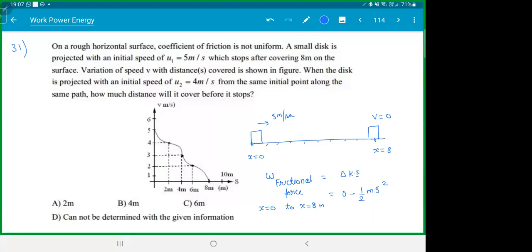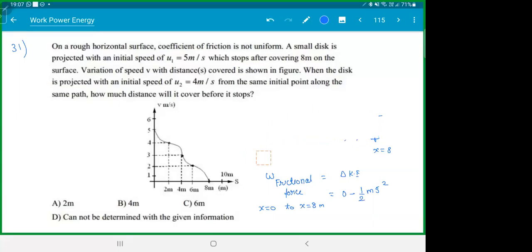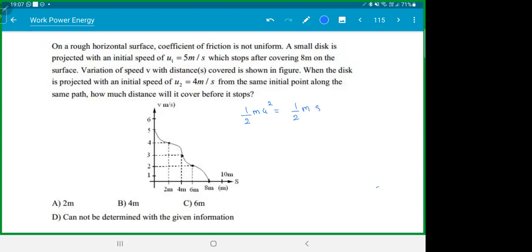Now 6 meters. No, that's not the answer. We kind of have to manipulate the data here. So I know work done by friction is this thing. So you're saying, what if I project with 4 meter per second? So can I write like this? Half m 4 square can be written as half m 5 square minus half m 3 square. Isn't it?